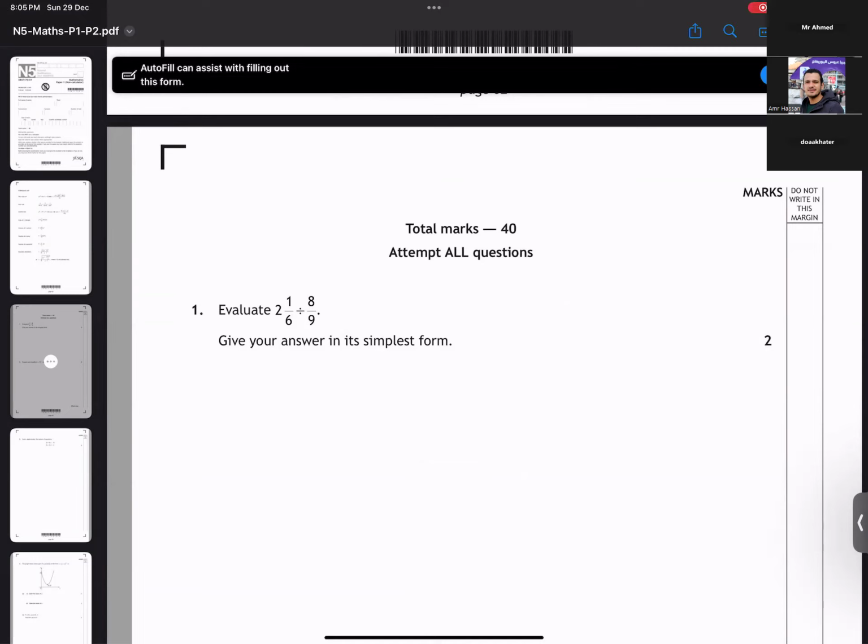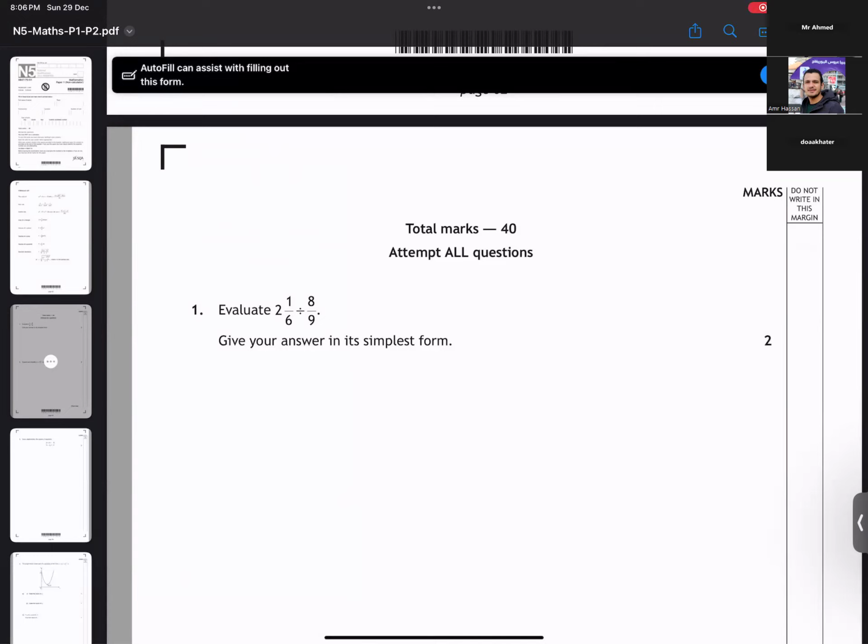Make the right one a mixed number. So we want to figure out, how can we do it with this one? Make it so 2 times 6 plus 1.